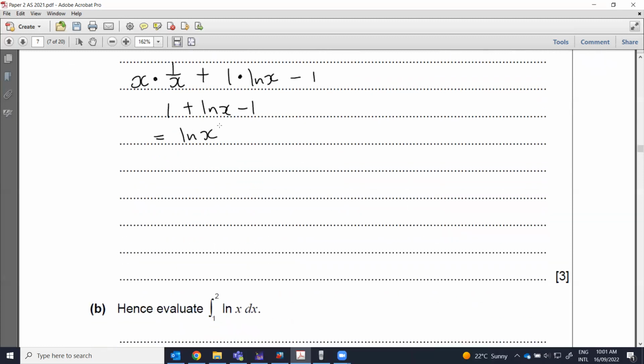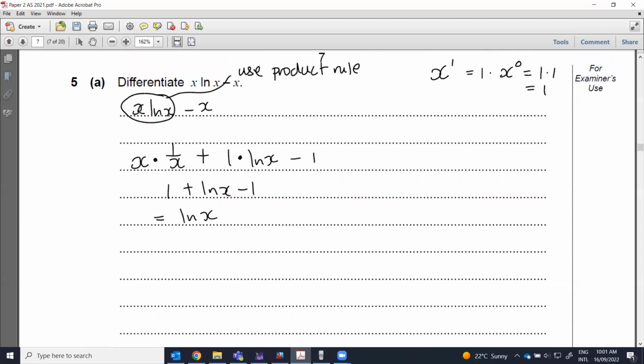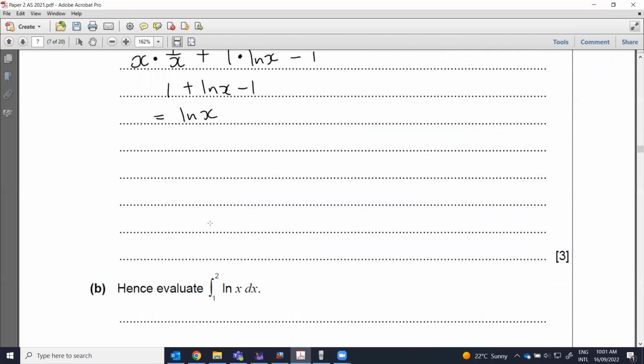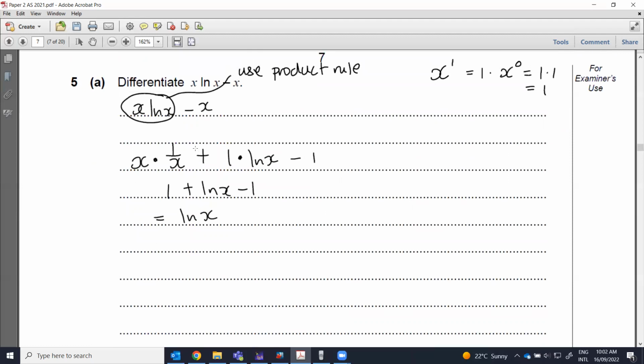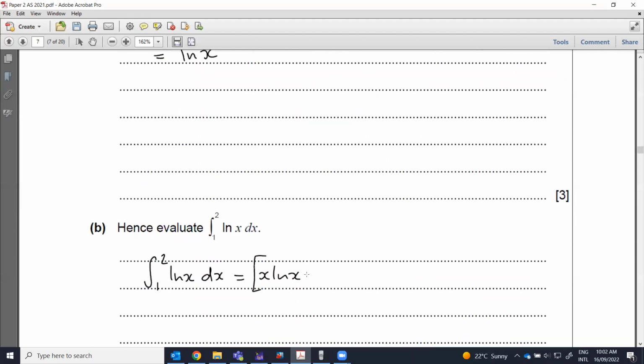Okay, so I'm asked to integrate ln of x. My answer must be equal to x ln of x minus x, because when I differentiated x ln of x minus x, the answer is ln of x. So I don't need to do a lot of work there. And this is a definite integral. That means I'll have to substitute these 1 and 2. So the integral from 1 to 2 of ln of x dx is x ln of x, so I'm just using the answer over here, minus x.